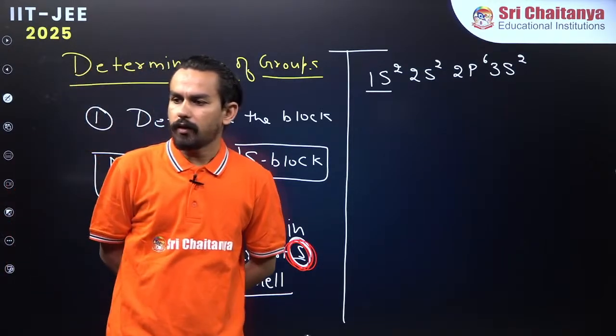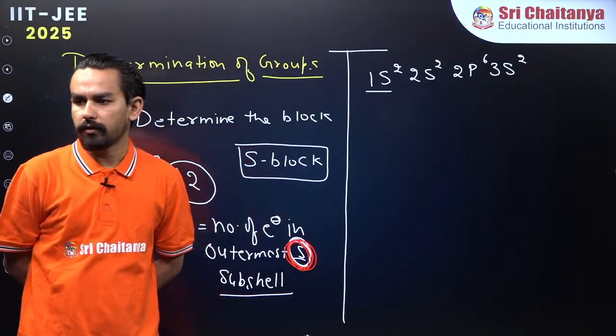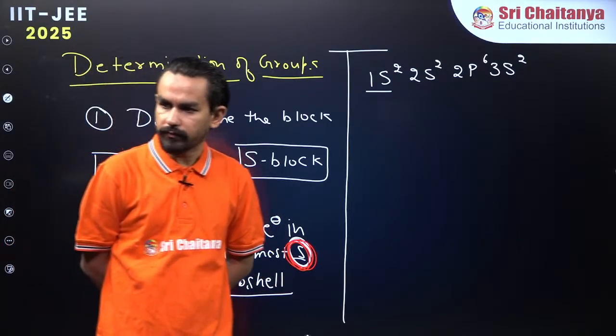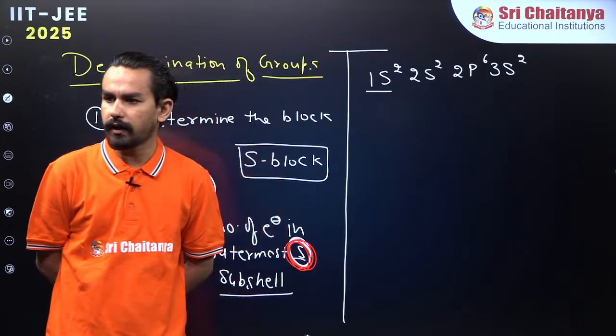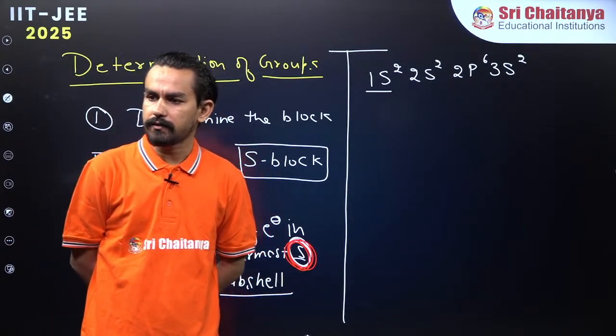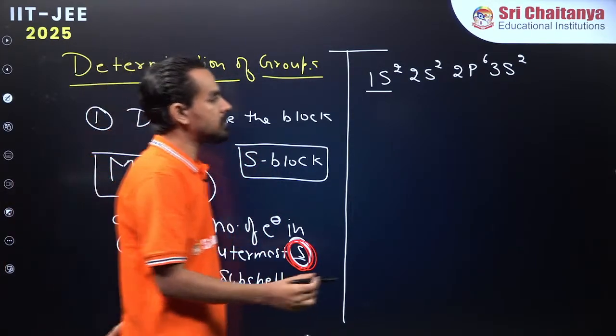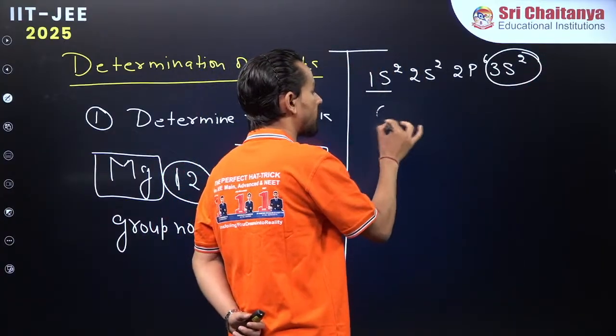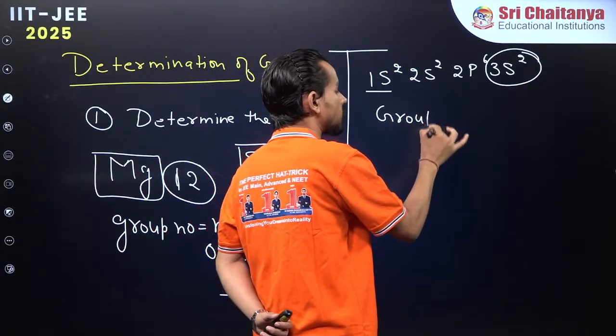Is 1s the outermost s? No. So which one is the outermost s? 3s. 3s is the outermost s, and the group number will be equal to the number of electrons in this s.